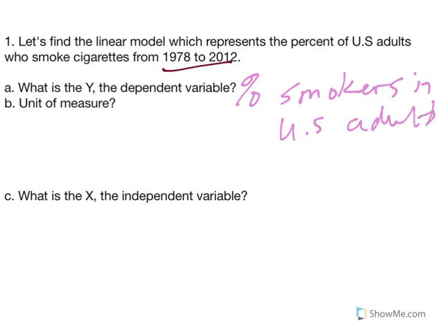U.S. adults, to be more specific. And again, unit of measure: if you answered the first question with enough detail, you've already answered that. And x, we've already talked about that. That is the years. So the independent variable is years.